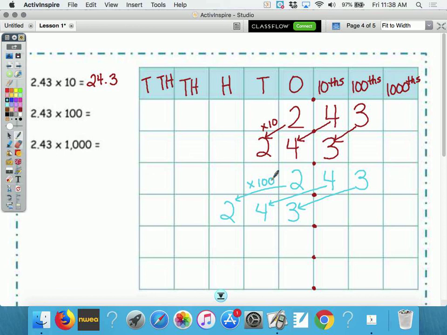A lot of times if kids start to try and move the 3 first in this problem, it gets them messed up. So that's why I'm being very specific about the easiest way to do this.